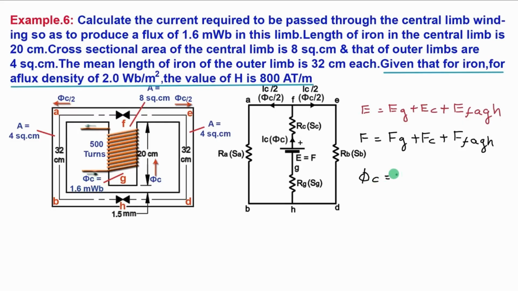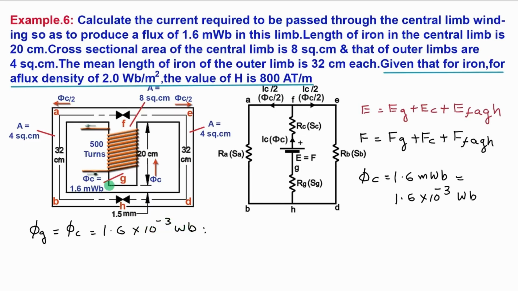Phi C is equal to 1.6 milliweber, that is equal to 1.6 into 10 raised to minus 3 Weber. As this central limb and air gap are in series, the same flux passes through this air gap also. That is, phi G is equal to phi C, which is equal to 1.6 into 10 raised to minus 3 Weber. Area of cross section of this central limb AC is given as 8 cm square.